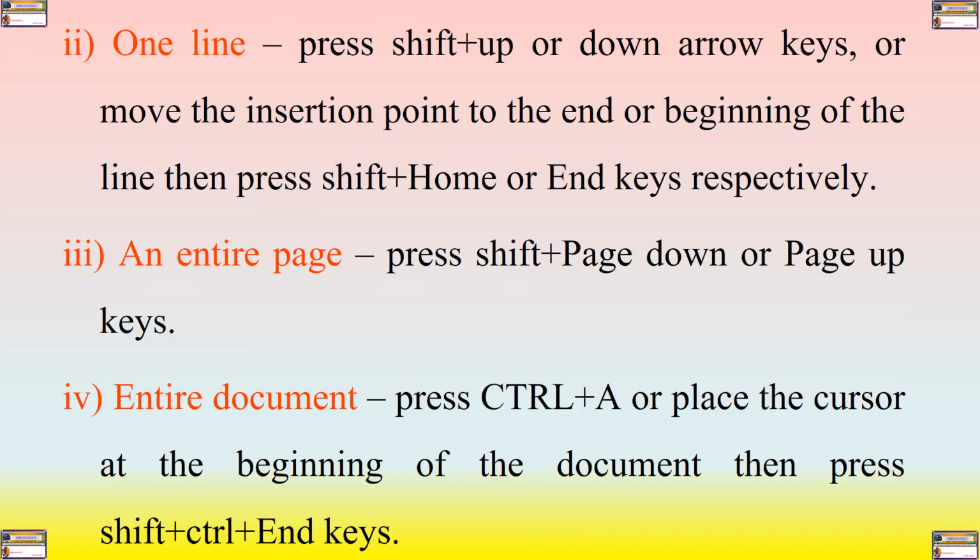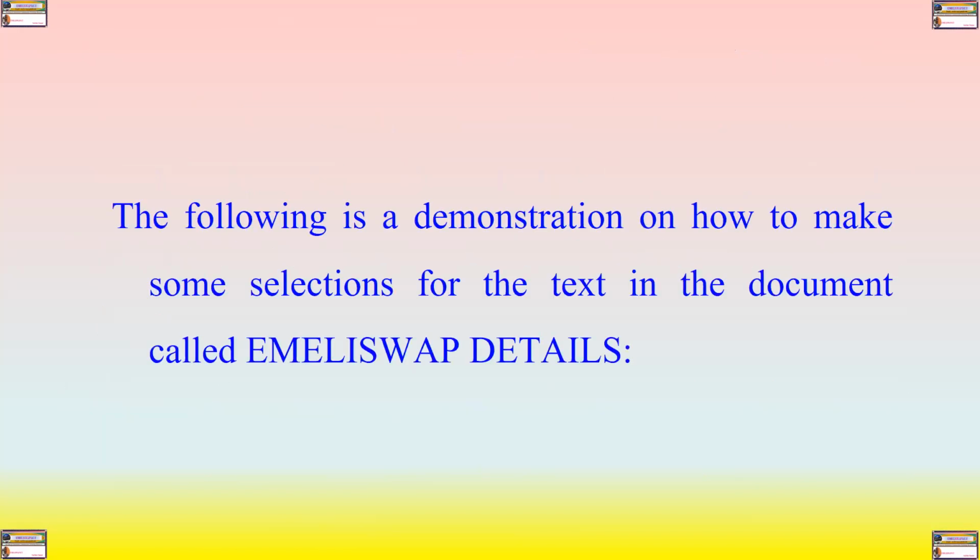If you want to select an entire document using your keyboard, press Control key together with letter A, or place the cursor at the beginning of the document, then press Shift key combined with Control and End keys. The following is a demonstration on how to make some selections for the text in the document that we have already opened, titled Emily Swap Details.